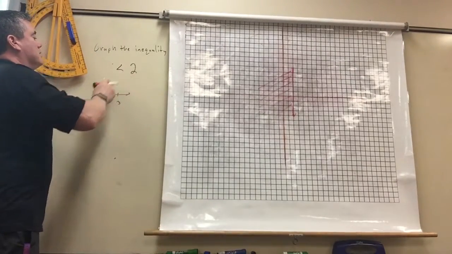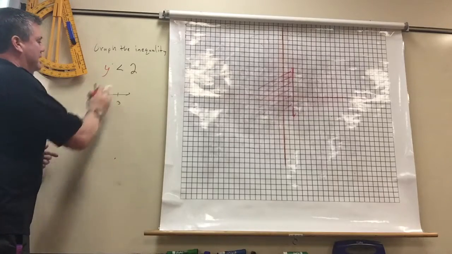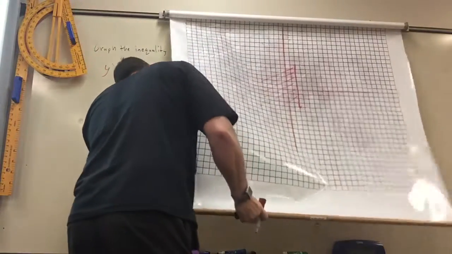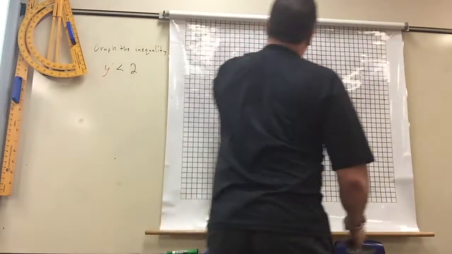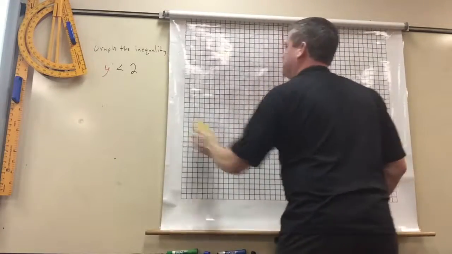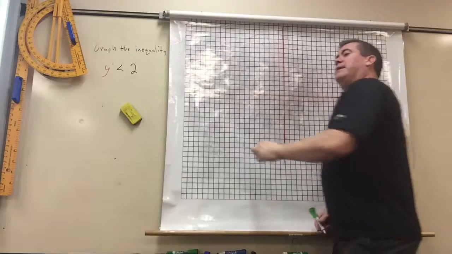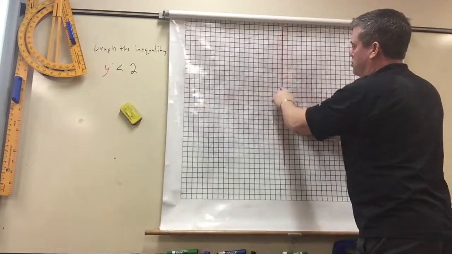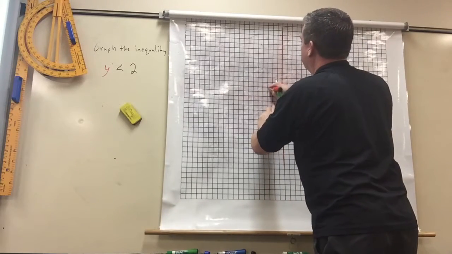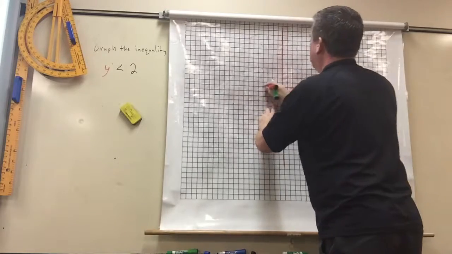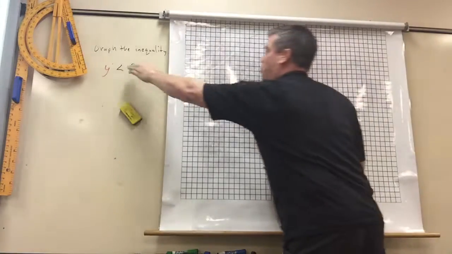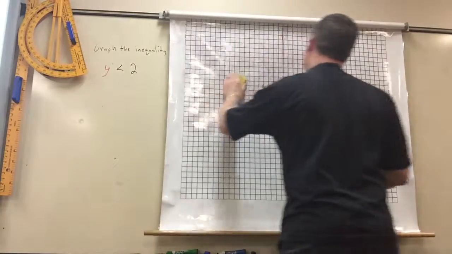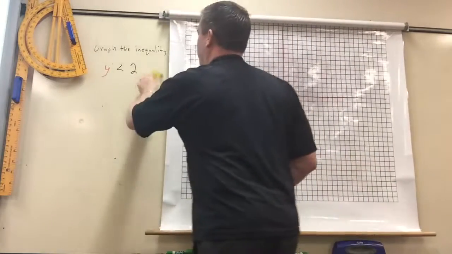If it's y is less than 2, that crosses the y-axis at 2, and this is where you need to put a dotted or solid line. Since it doesn't have the equal, here's 2 on the y-axis, you'd put a dotted line. And then you have to shade. Since y is less than, it's everything below the line. So those are the straight ones.